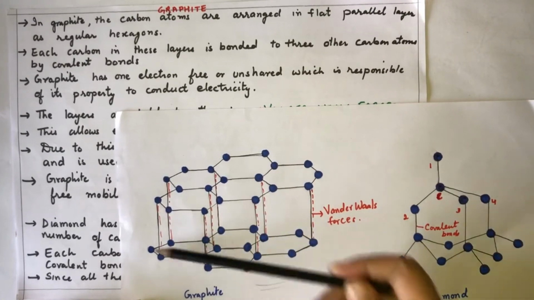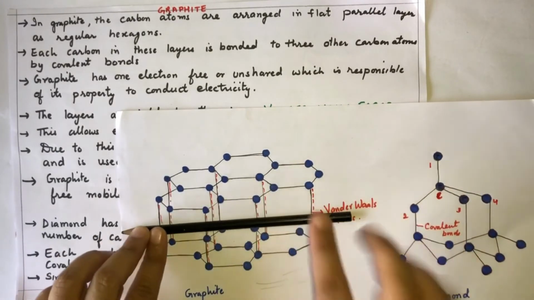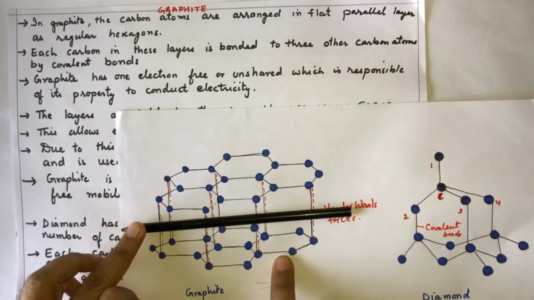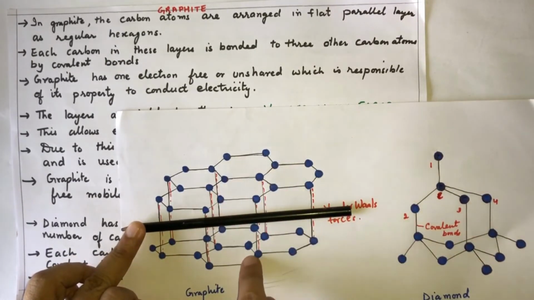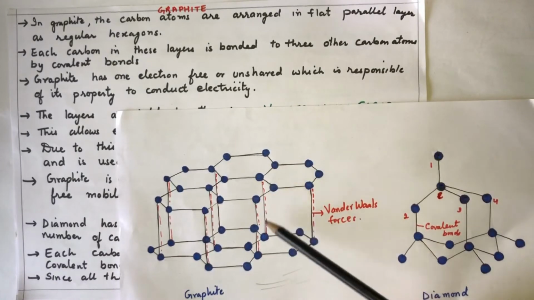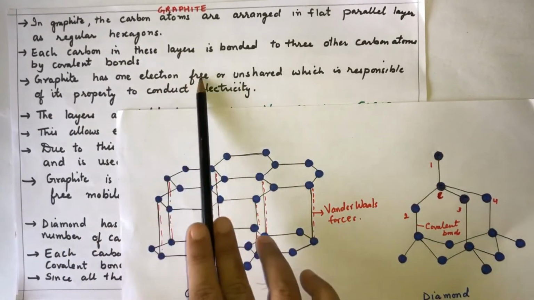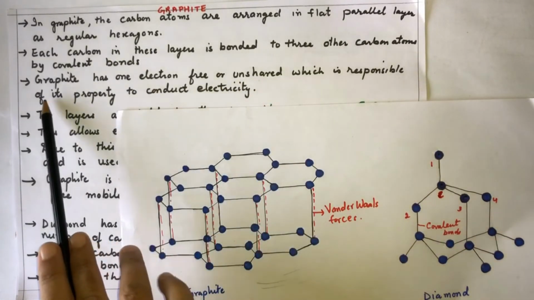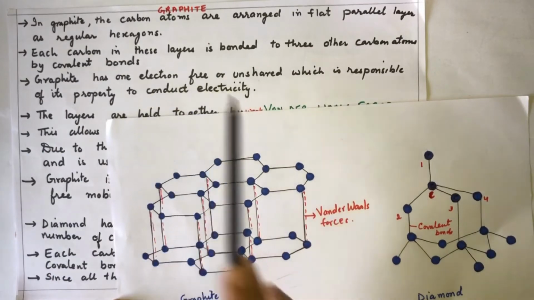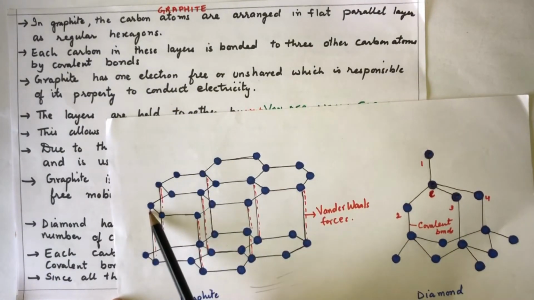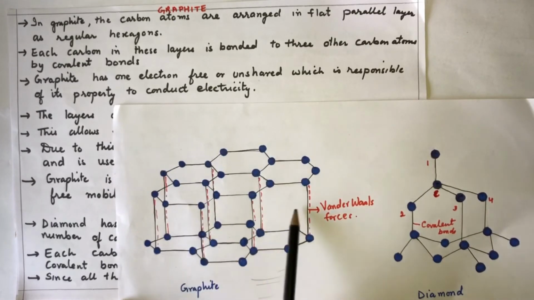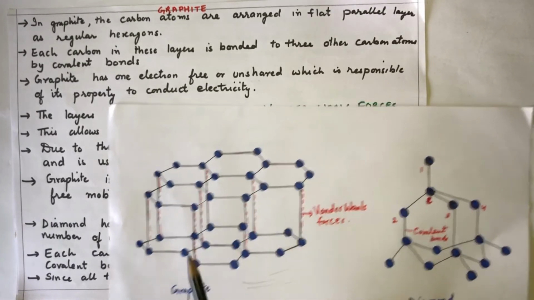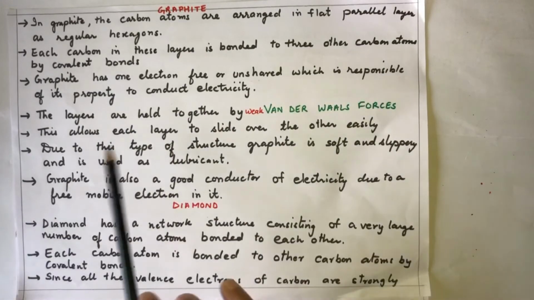So this is one layer. If I divide it like this, this becomes one layer, this becomes another layer. So this layer is connected to this layer with the help of weak van der Waals forces. Now graphite has one electron free or unshared, which is responsible for its property to conduct electricity. Now this free electron, which is just bonded by van der Waals forces, breaks easily. That is why graphite is able to conduct electricity.